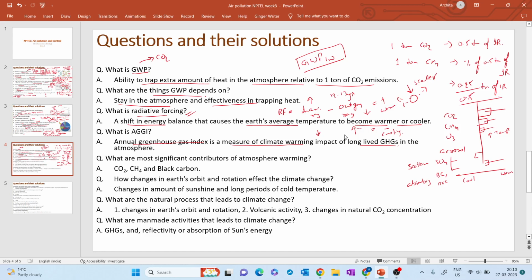Okay, so next is the significant contributor to the warming. As I mentioned here, warming is done by this, and ozone does not do that much, and black carbon. So CO2, methane, and black carbon lead to warming. Okay. Next is how change in the Earth's orbit and rotation affects climate change.